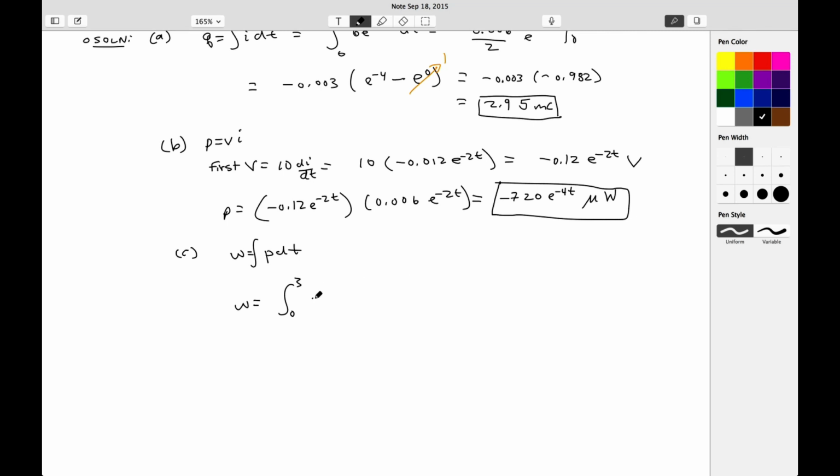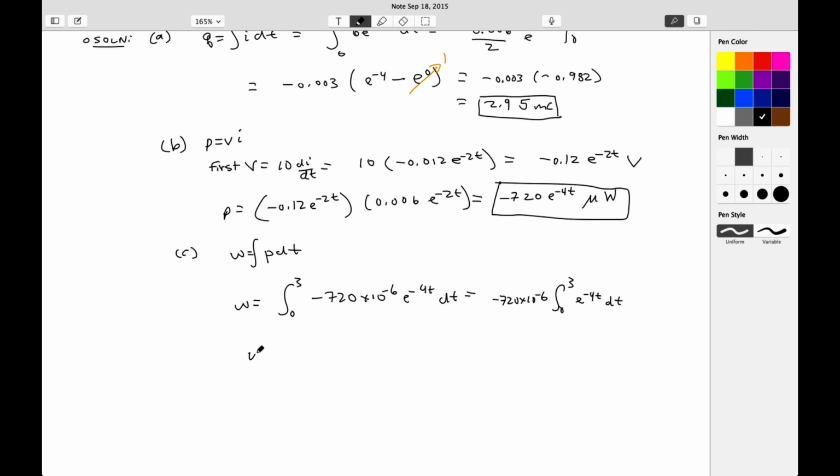So this is going to be negative 720 times 10 to the minus 6 e to the minus 4t dt, which is going to equal negative 720 times 10 to the minus 6 integral 0 to 3 of e to the minus 4t dt.